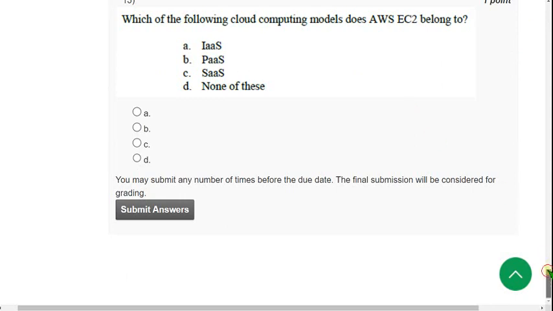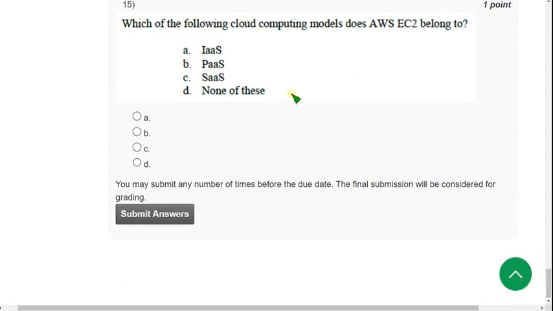So in the 15th question, the question is, which of the following cloud computing models does AWS EC2 belong to?